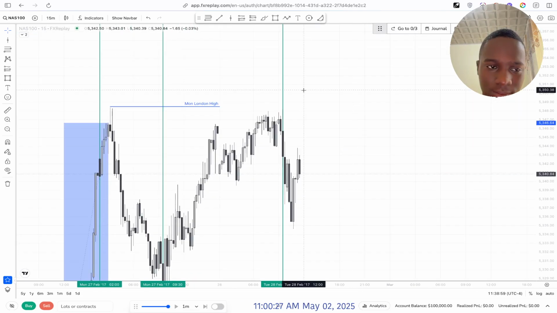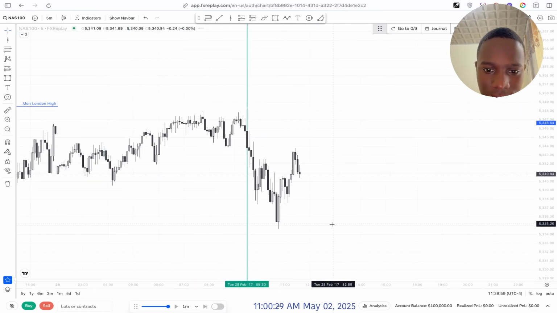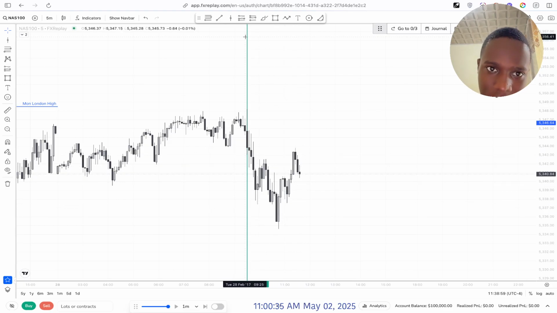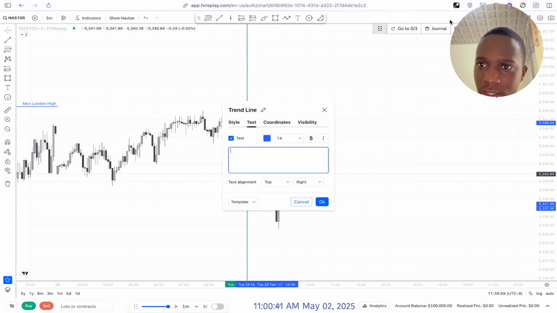Okay, so let's go to the 5-minute now. You can see that we've hit our order block as a retest. So we have our sweep, shift in structure, and a retest. We got a sweep here, and I'll put it in the center.